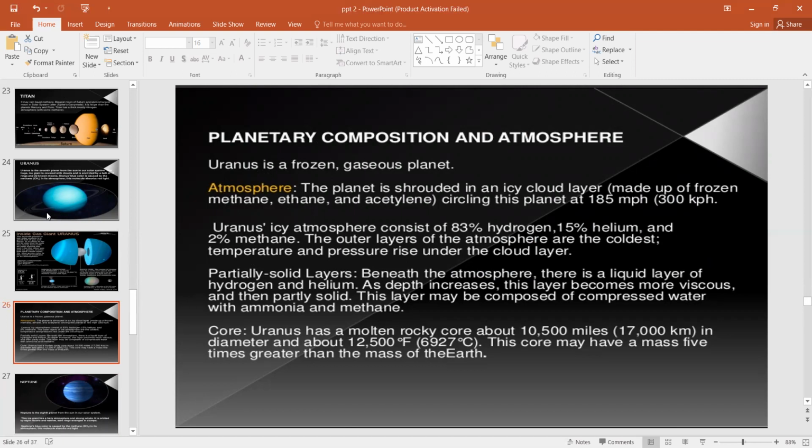Its atmosphere is icy, and it has an icy cloud layer, which is made up of frozen methane, ethane, and acetylene, which circles around the planet at the speed of 300 kilometers per hour. Uranus' icy atmosphere consists of 83% hydrogen, 15% helium, and 2% methane.